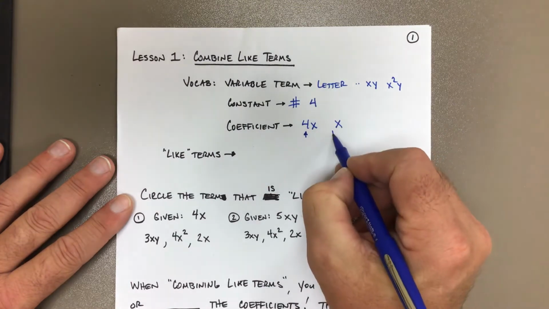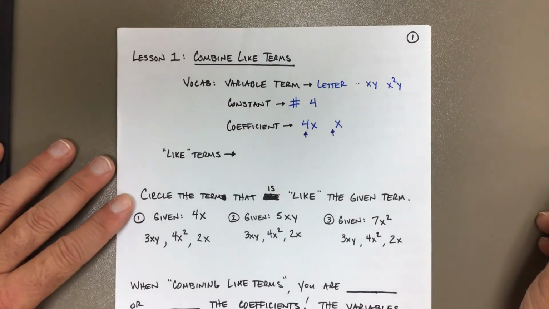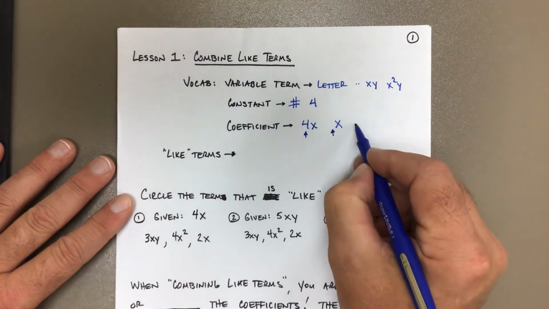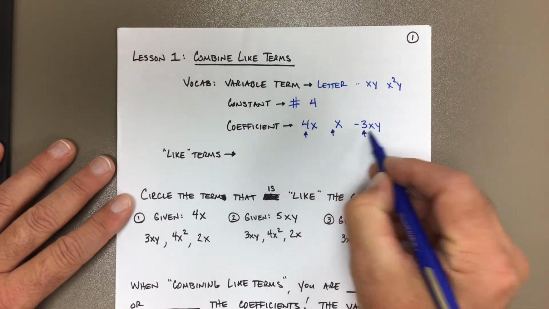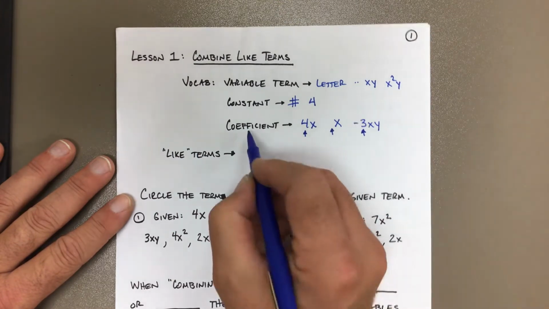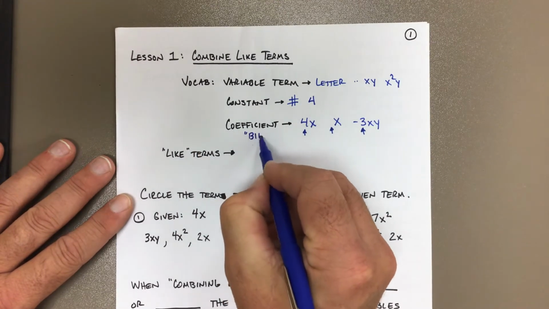So we can have just x, so the coefficient would be 1, right? Don't forget that there's a 1 there. But most of the time it could be a negative 3xy. This is the coefficient, is the number. And I call that the big number.